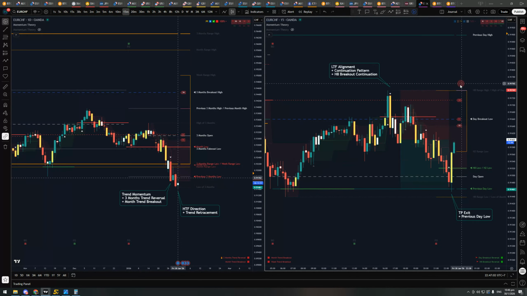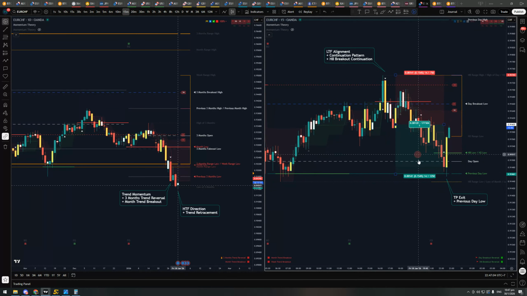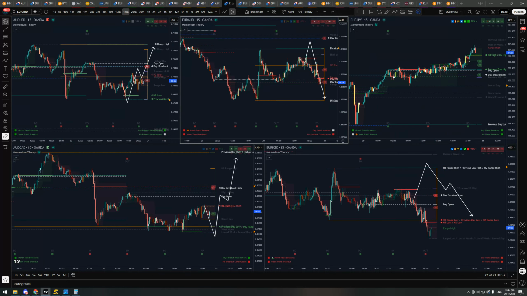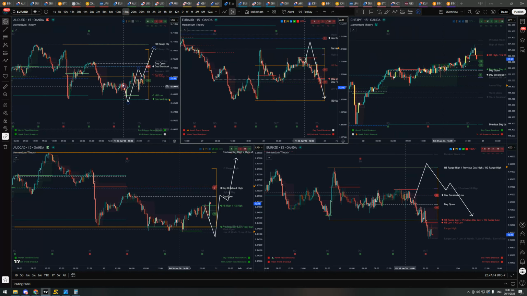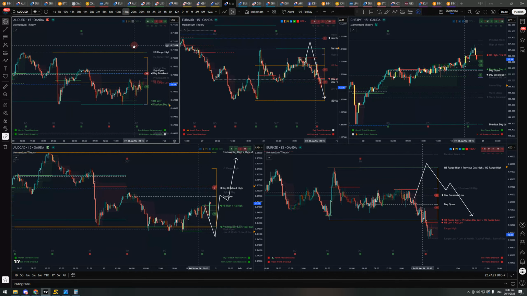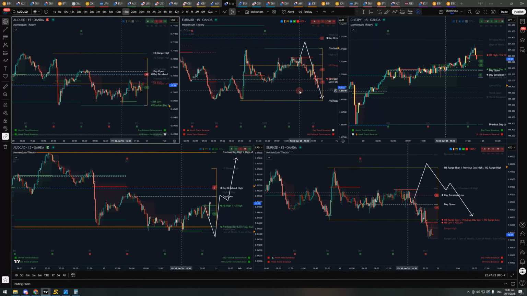So only one trade, Euro Swiss, went right to that previous day low, exactly where I wanted it to go. Took that 1 hour move, and I think this was the only setup that I could have taken today. Asia session, these are the pairs. Aussie USD did not set up here. Now I'm just looking to see which setups I missed and which ones I skipped.